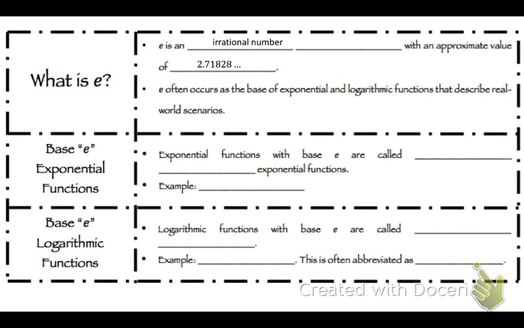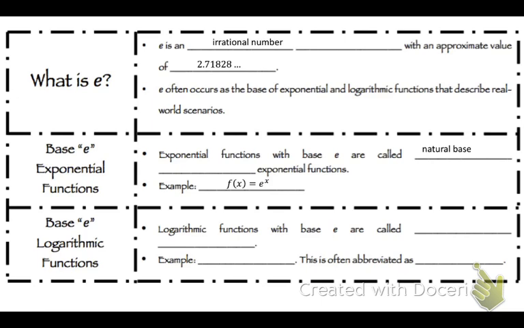Okay. Exponential functions with the base of e are called natural base exponential functions. Okay, so e is the natural base. It occurs naturally, which kind of makes sense. An example would be f of x equals e to the x.